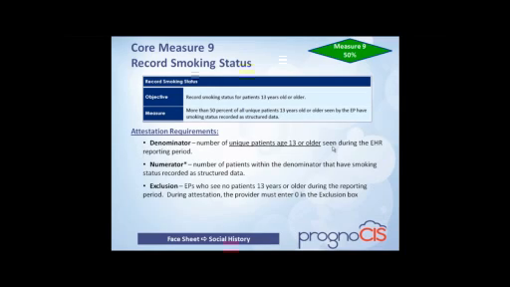The only exclusion that CMS has provided under Core Measure 9 is for any provider who does not see any patients 13 or over during the reporting period. So if you happen to have a young patient population and none of them during your reporting period is over the age of 13, then you can exempt yourself from Core Measure 9, and during attestation you would simply enter a 0 in the exclusion box.